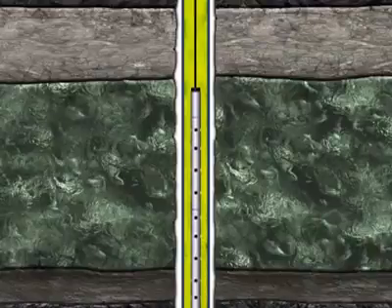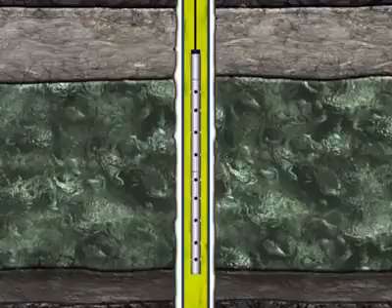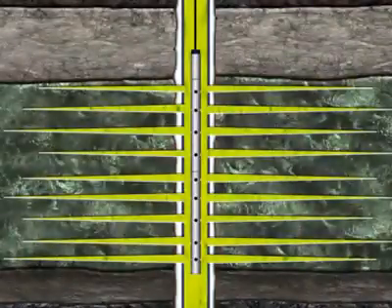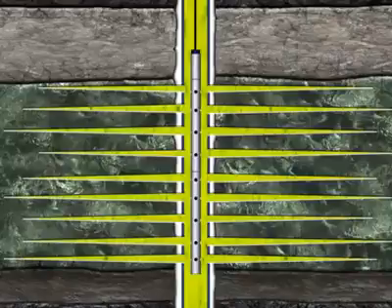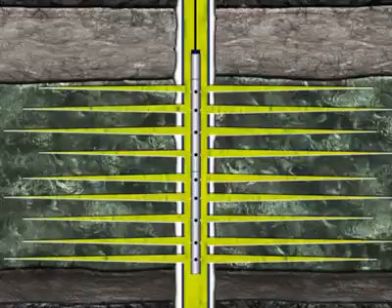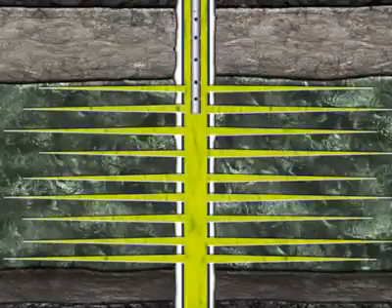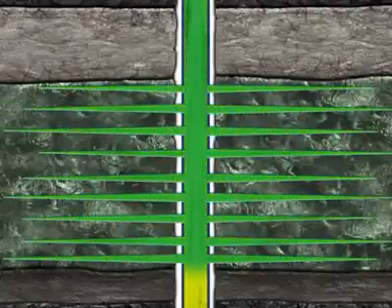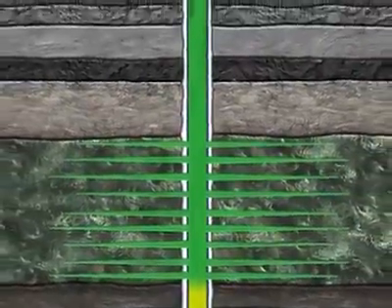The charges in the gun are now ready to be ignited using the surface perforating control equipment. Once the correct depth has been confirmed, the gun is fired. The charges in the gun explode, providing a path through the formation, the cement, and the casing to the production tubing. The perforating gun is then pulled out of the hole. Now, the well is perforated and the path has been established between the stored hydrocarbons and the wellbore.